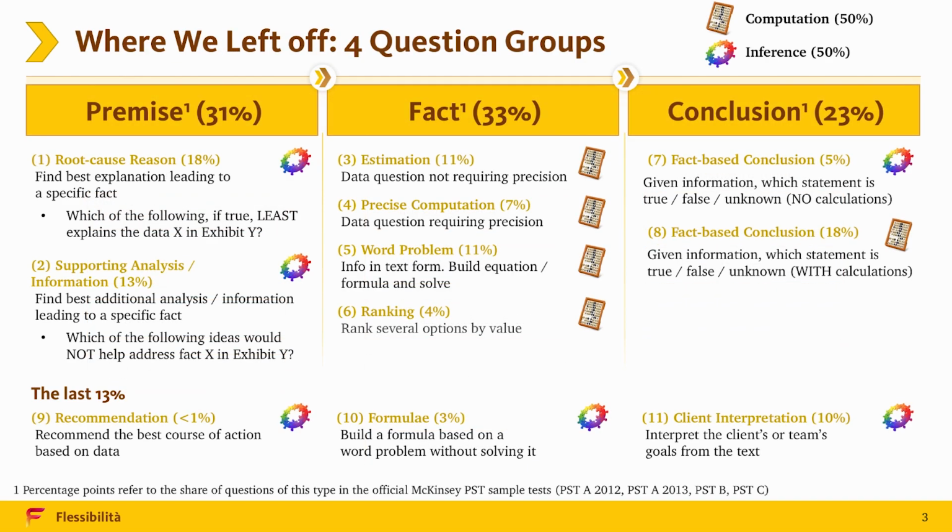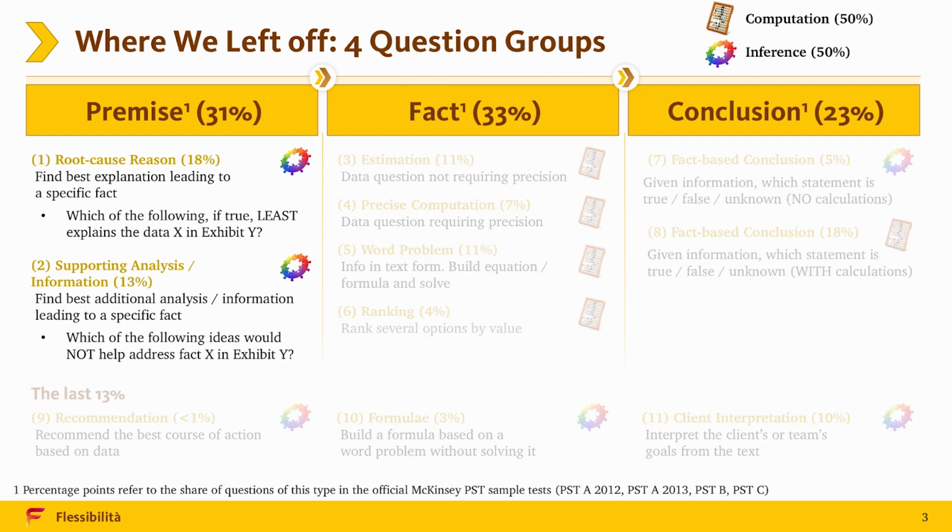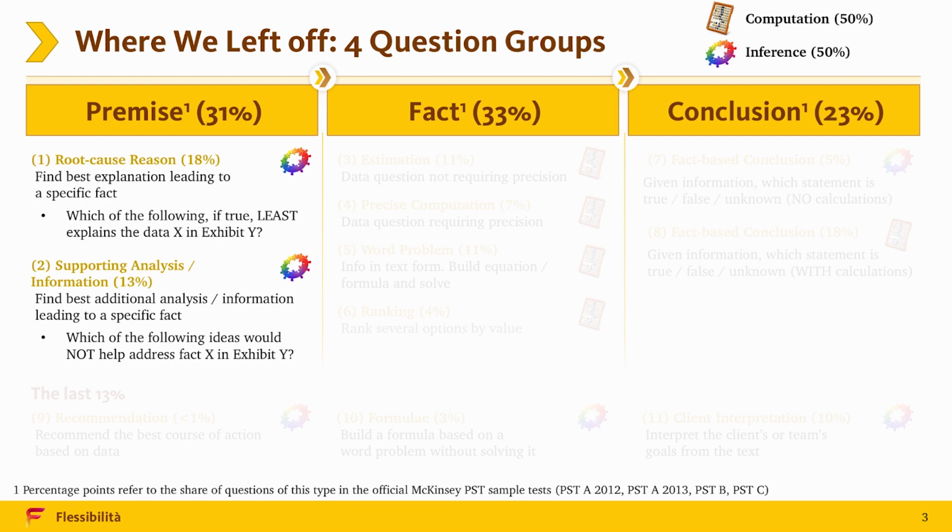Recall from the previous session that there are four major question types: premise, fact, conclusion, and the last 13%. Today we are talking about the first type, premise. Premise questions have two subtypes: root cause reason, a statement supporting, explaining, or providing a certain fact, and supporting analysis information, which is an analysis or a piece of information supporting, explaining, or proving a certain fact. The solution algorithm for both subtypes is the same.